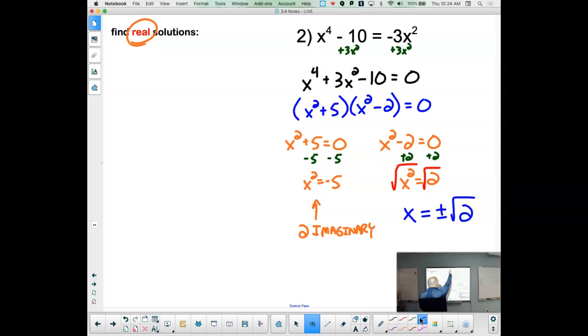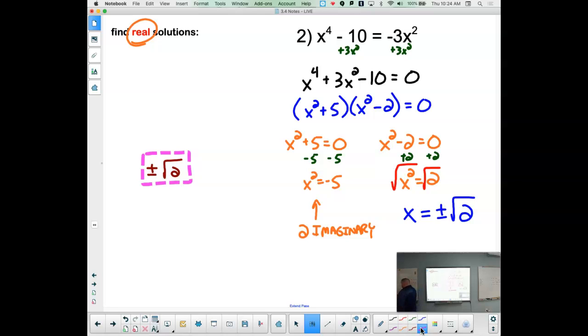The square root of 2 to the 4th power is actually 4. 4 minus 10 is negative 6. The square root of 2 squared is 2. 2 times negative 3 is negative 6. Both of those check out. So we would have here plus or minus the square root of 2 as our answers.